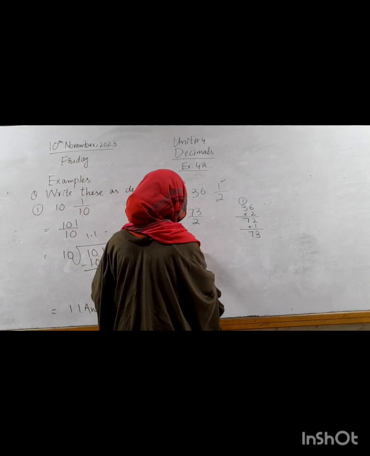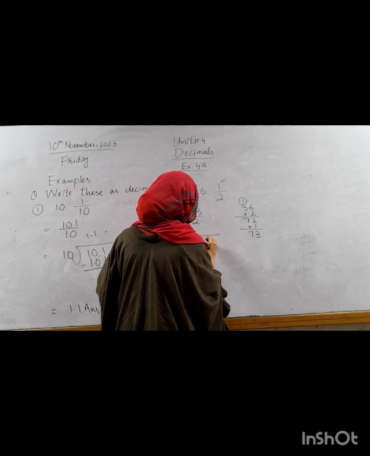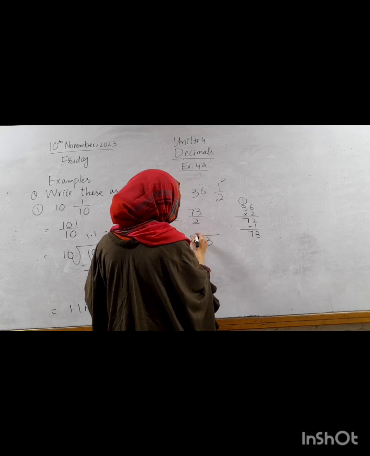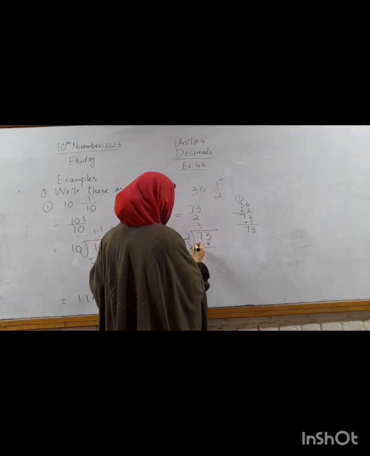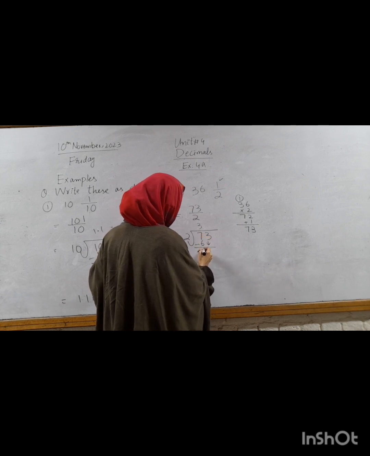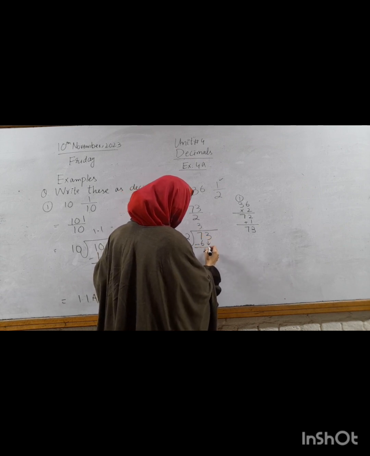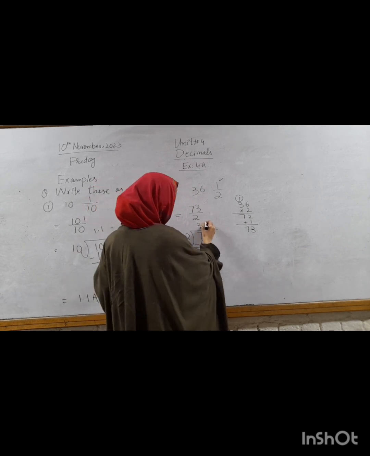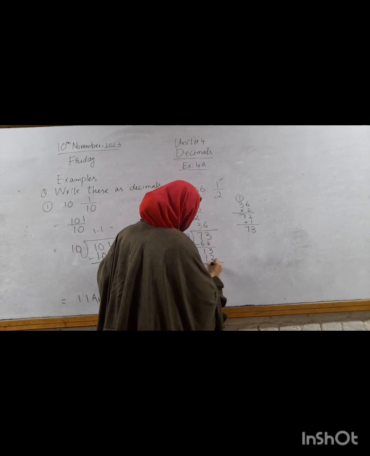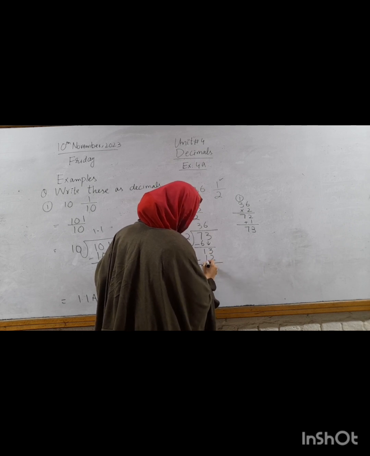Again, we have 73 by 2. 2 3s are 6. 7 minus 6 is 1. And now we bring down 3 as it is. So 2 6s are 12. Again subtracting, 13 minus 12 is 1.